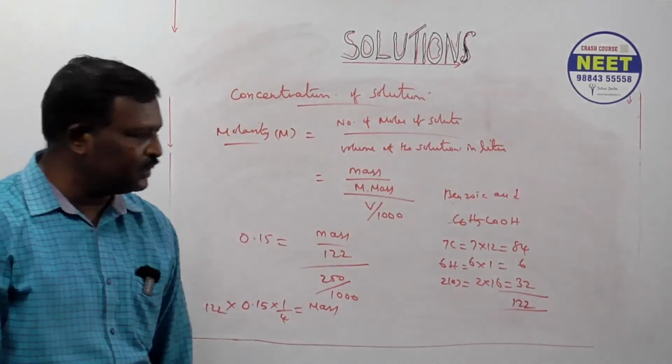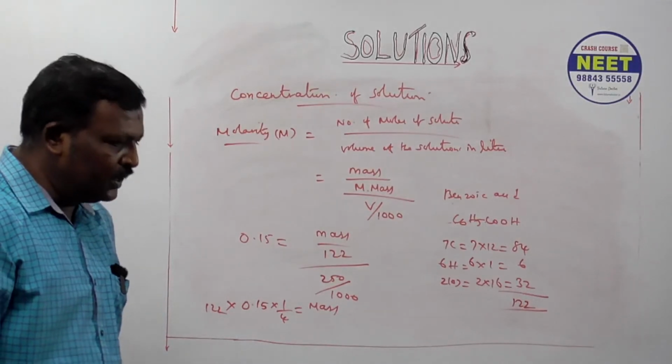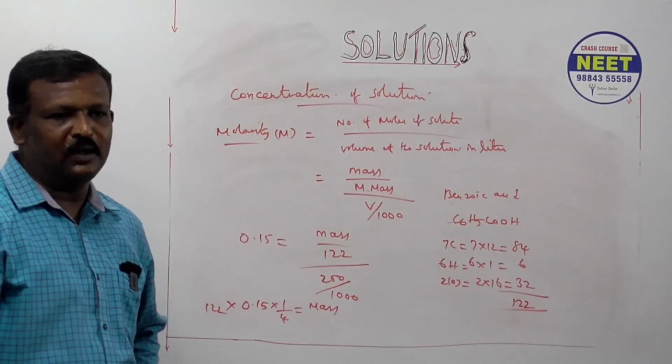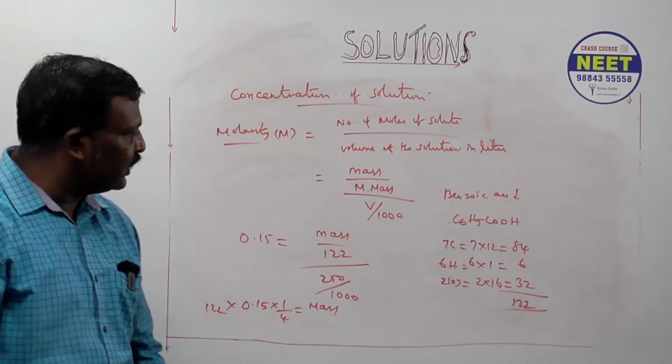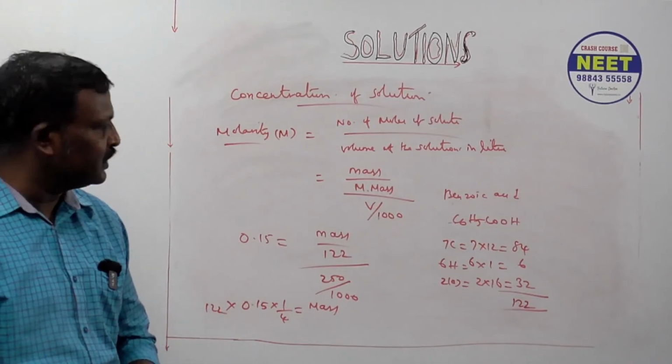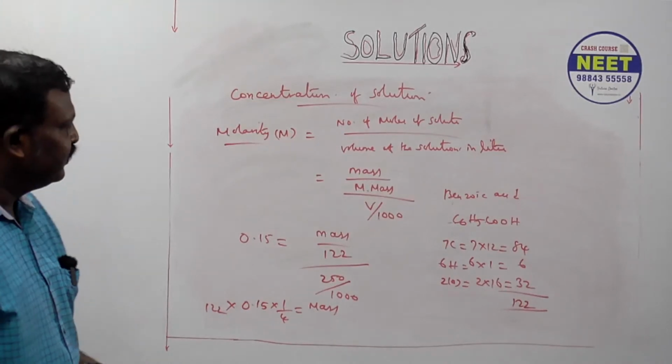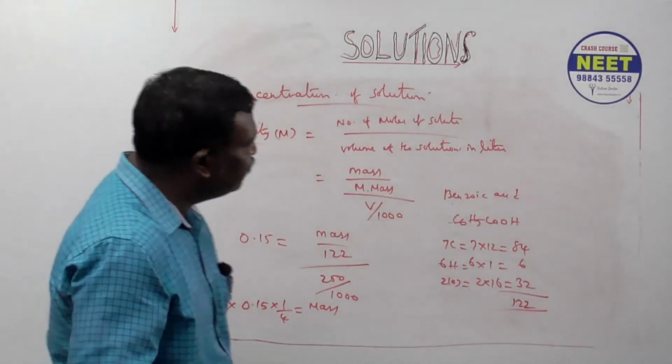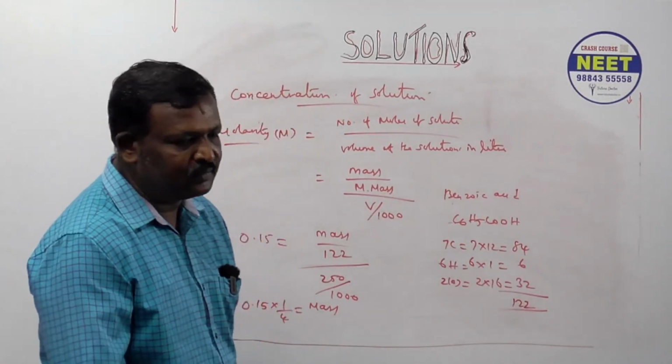Understood? It's a simple sum. These are all already asked in 2016, 17, 18. You are all going to get one new sum in 2023. These are all already asked, these kinds of sums.